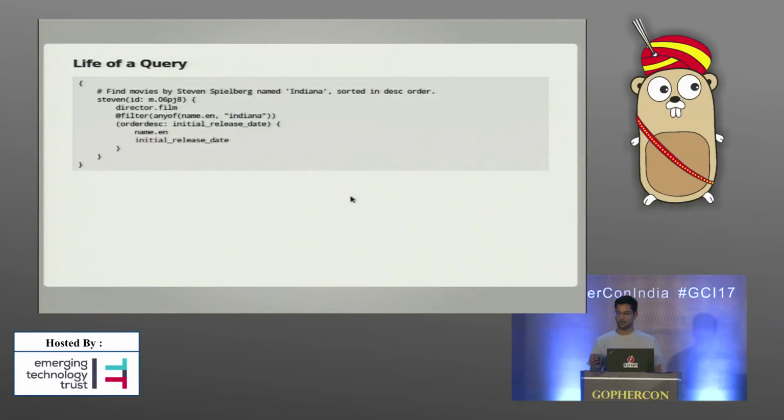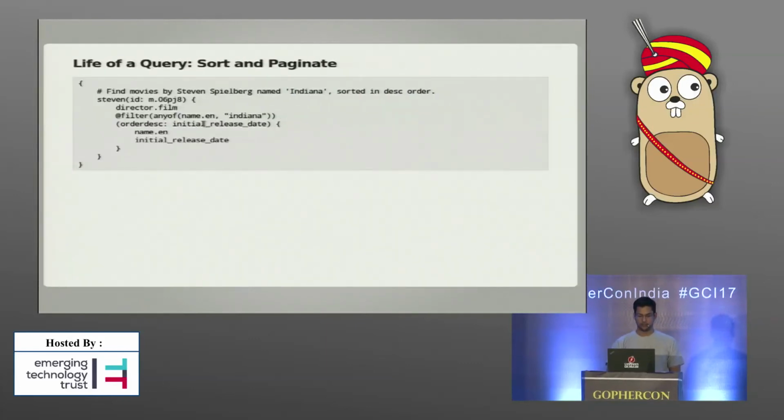We want to find all the movies by Steven Spielberg named Indiana, sorted in descending order. So this is the ID of Steven Spielberg. We first expand out director.film edge. We go to the server, which is director.film expanded out. Then we apply the filter by going to the server which contains name.en. There must be an index there which is called Indiana, which would have a list of all the UIDs for Indiana. So we intersect the result we got from director.film with the UID list of Indiana. This gives us the movies by Steven Spielberg with the name Indiana in them.